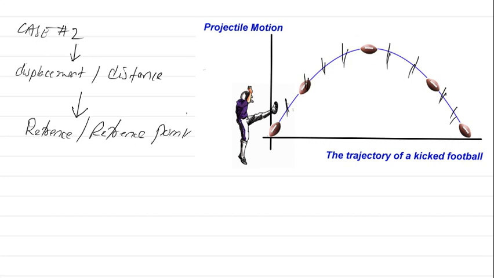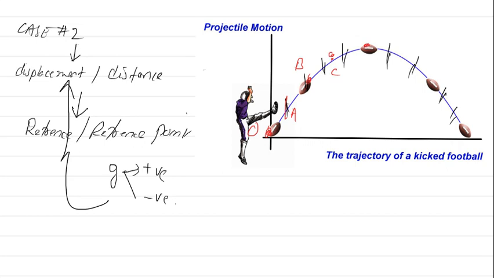So now I will explain how we take the sign of G as positive or negative, related to the displacement or the distance. Here, if you look at the diagram, when I make this reference O at the origin, then I take the distance till here, let's suppose this is point A, till here point B, till here C, till here the highest point, and till here D.